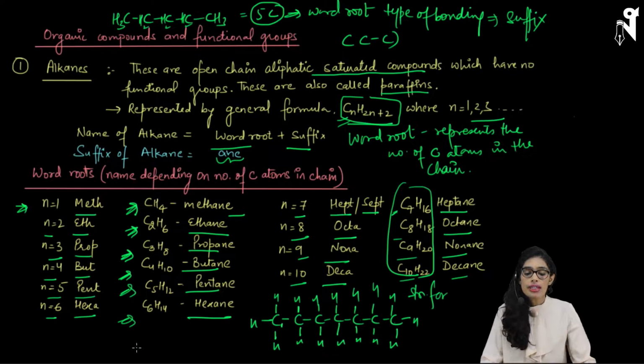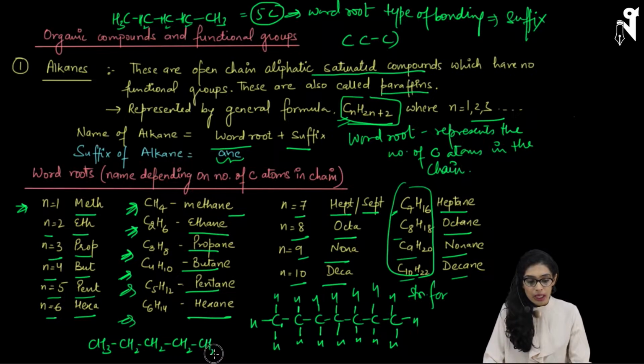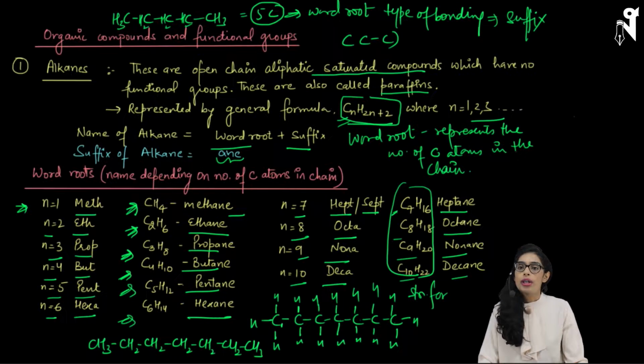If you want to write it in the condensed format, you can write it as CH3, single bond CH2, single bond CH2, single bond CH2, CH2, CH2, and CH3. That's how the molecular formula, the condensed formula, is written.